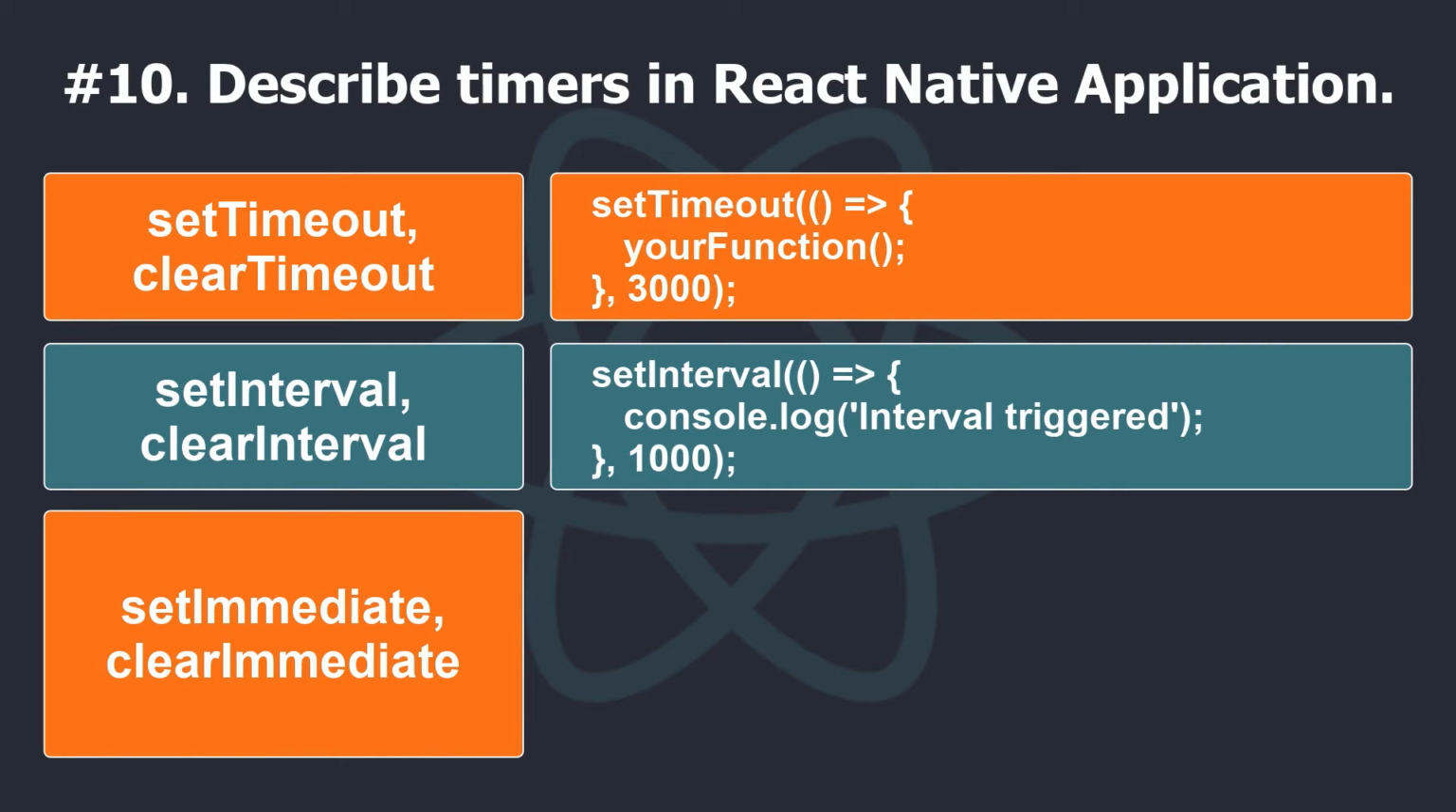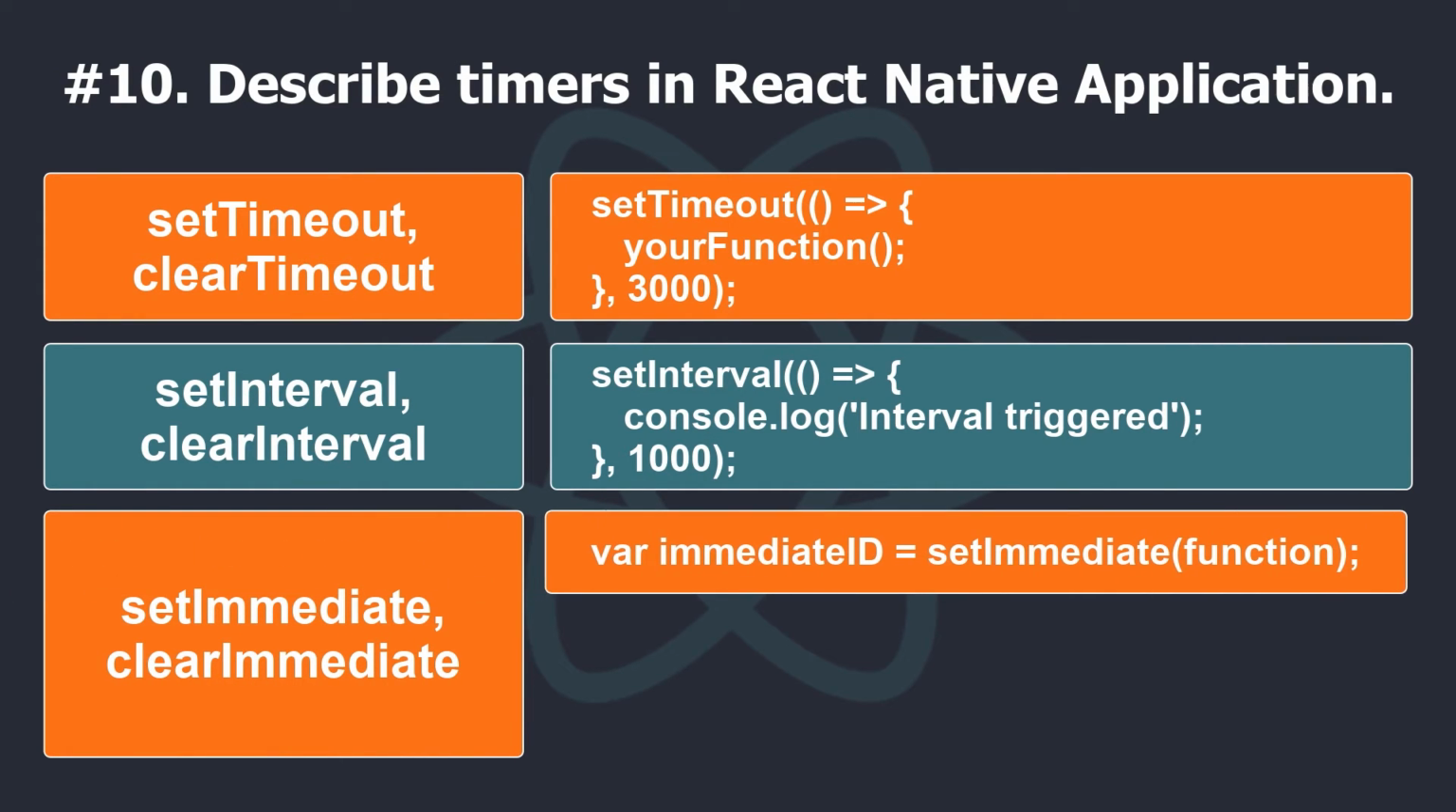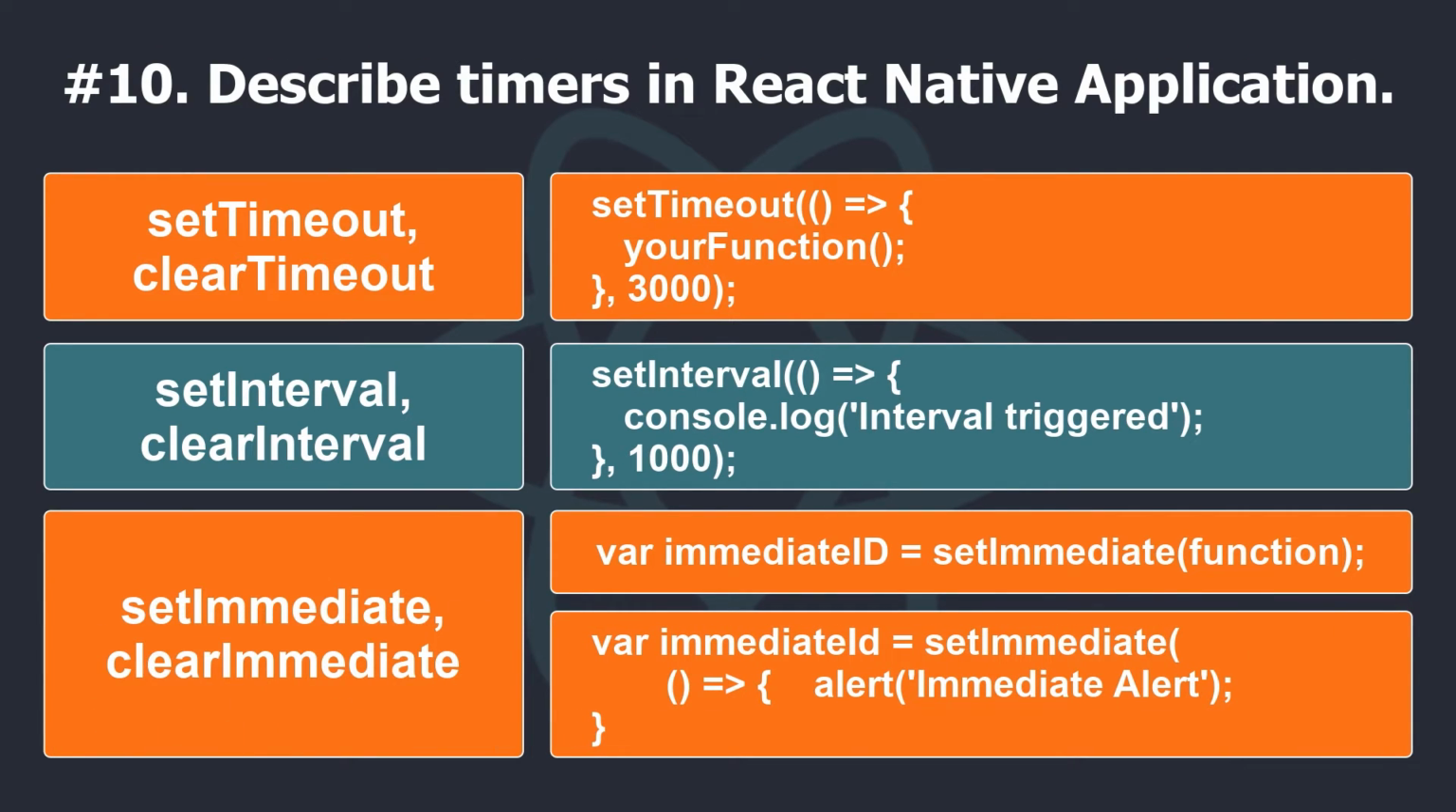setImmediate, clearImmediate. This calls the function or executes as soon as possible. This code displays the alert dialog immediately. clearImmediate is used for canceling the immediate actions that were set by setImmediate.